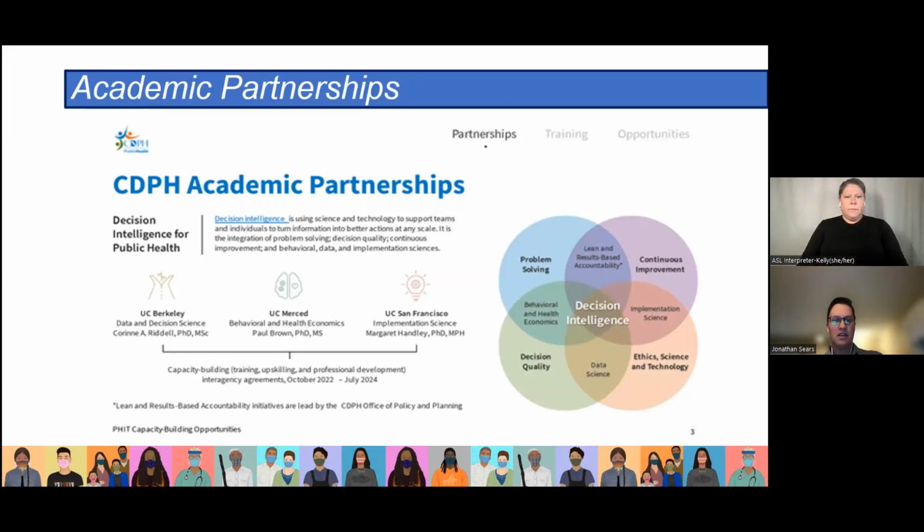And in support of that, CDPH is also looking to set up, and is currently setting up, academic partnerships. So looking to partner with the University of California system and tapping into new areas such as health economics, implementation science, data and decision science, and figuring out how we can integrate those new disciplines into how we measure our process and set targets for our improvement work. And this, I think, aligns great with the CDPH way of becoming the best at getting better.